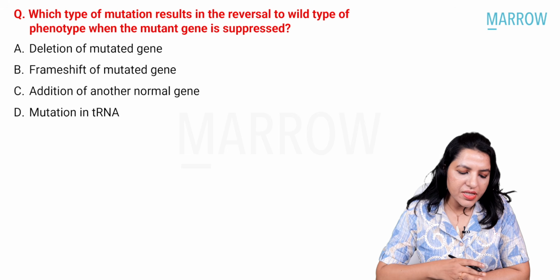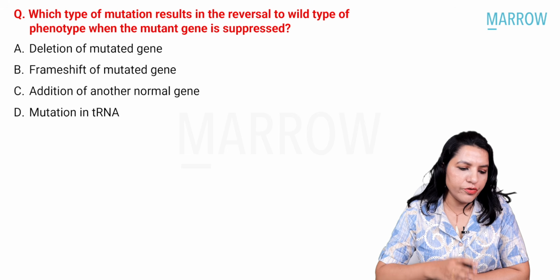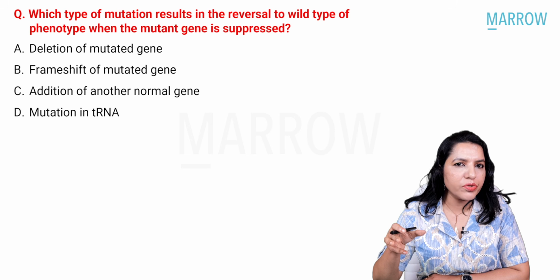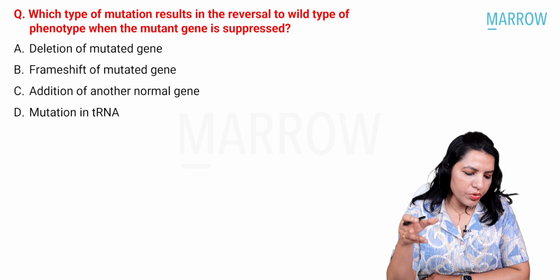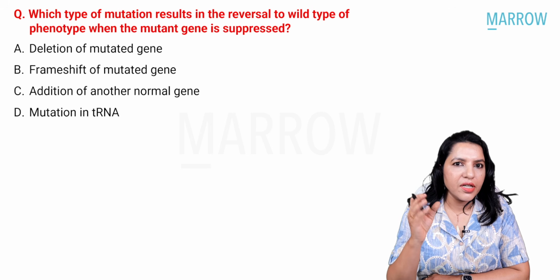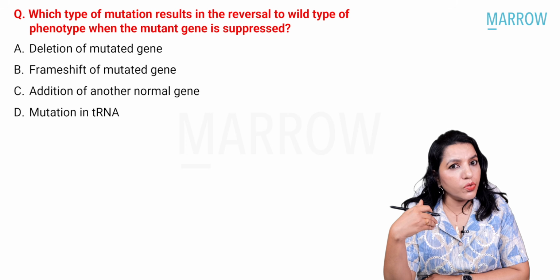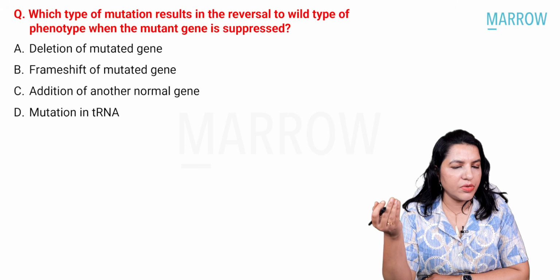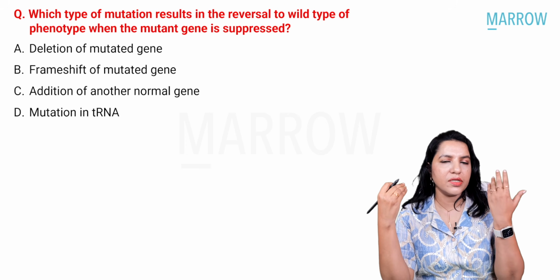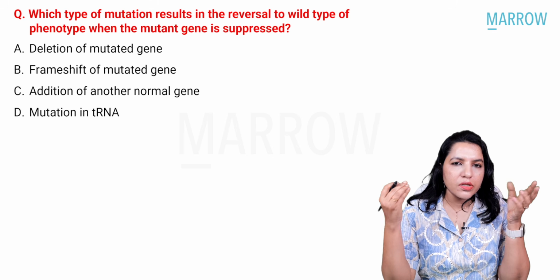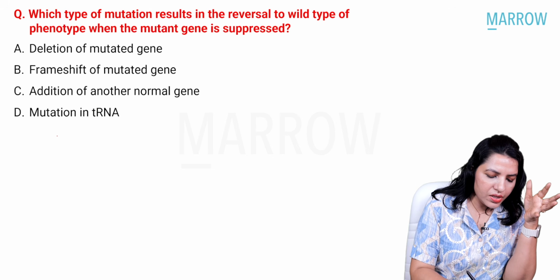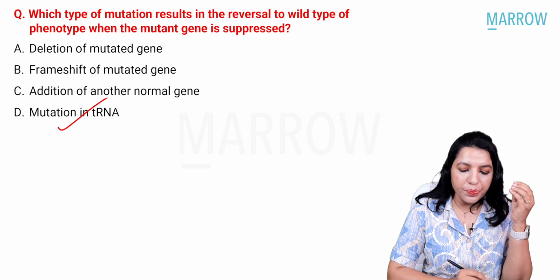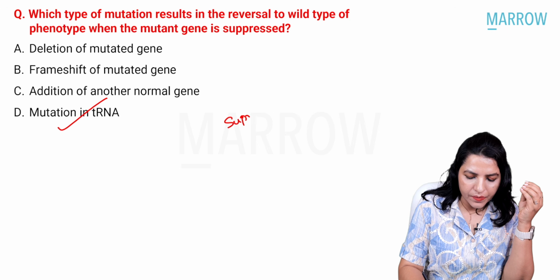The options are deletion of the mutated gene, frame shift of the mutated gene, addition of another normal gene, mutation in tRNA. So all these are one or the other kind of mutation. Deletion of a mutated gene is a kind of mutation. In all these things, it will not reverse a mutant gene to a wild type gene. Mutant to wild type will never happen. So what is this? It is actually something called a suppressor mutation.